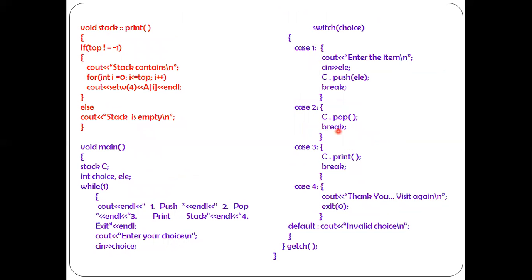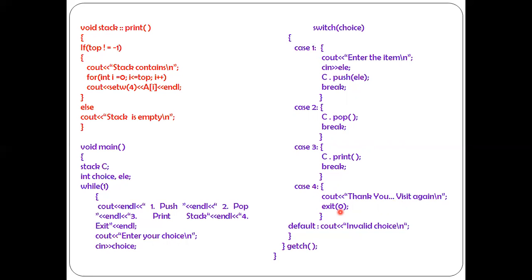Okay, so it hits the break statement. So it won't allow us to execute the rest of the cases. And it is going to display 1 for push, 2 for pop, 3 for print, and 4 for exit. So this time if I input 4, I will get the message. Switch of 4 means case 4 matches. First case does not match, second case does not match, third case does not match, and fourth case it matches. Matches means it is going to display the message, thank you, visit again. Exit of 0 means it exits from the program.